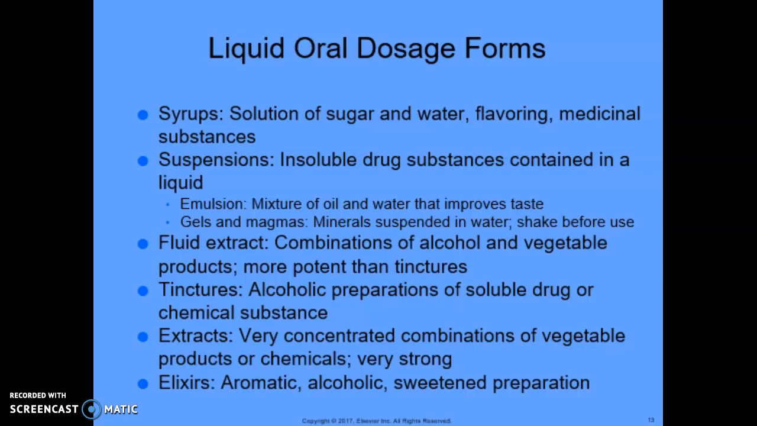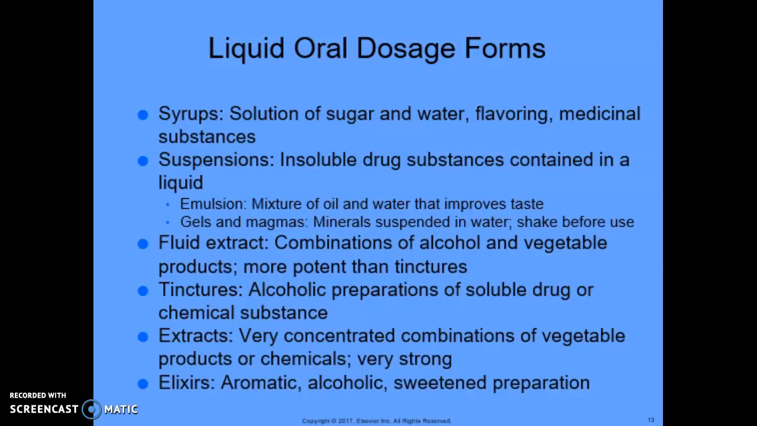Fluid extract is a combination of alcohol and vegetable products. These are more potent than tinctures because they have the combination for absorption. Tinctures are alcoholic preparations of soluble drugs or chemical substance. Extracts are very concentrated combinations of vegetable products or chemicals. These extracts are very strong, so there's a higher potency.